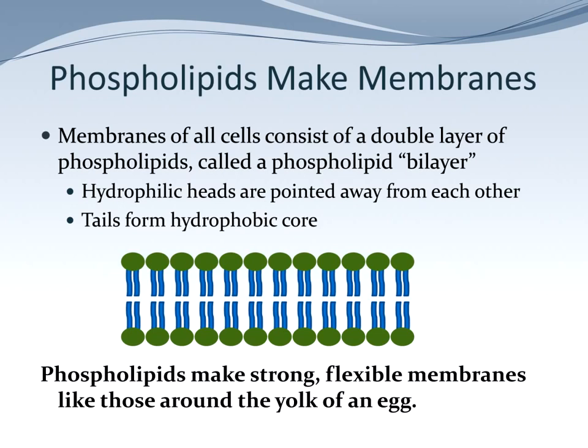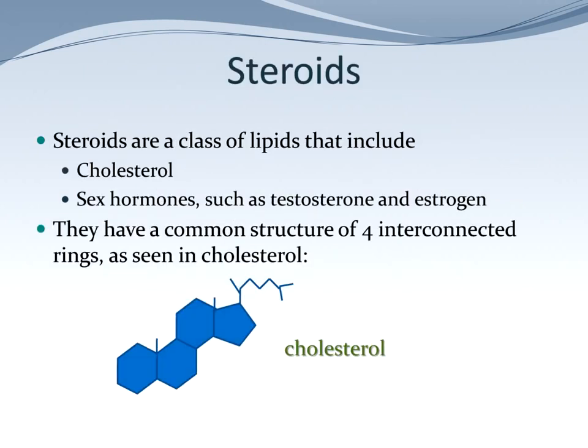The phospholipids in a cell membrane are arranged in two layers, which is sometimes called a bilayer. The phospholipids in one of these two layers of a bilayer are arranged so that their hydrophilic heads are together and their hydrophobic tails, the fatty acids, are together as well. The bilayer is arranged so that the hydrophilic heads of one layer are pointing away from the hydrophilic heads of the second layer. Steroids are a third major type of lipid.